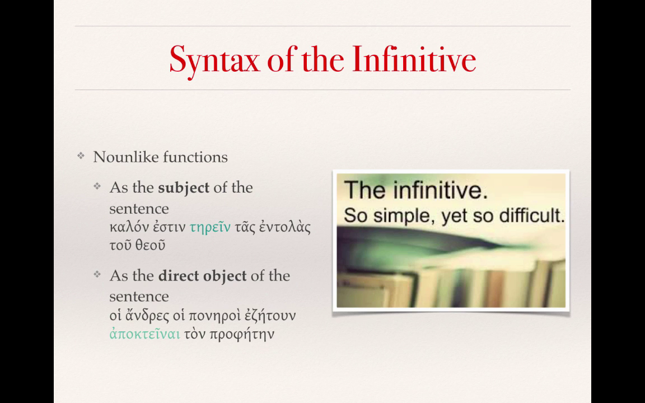But the infinitive can also be used as the direct object of the sentence. So, hoi andres, hoi poneroi, ezetoun apokteinai ton propheten. And we will translate this as, the evil men were seeking to kill the prophet. Here, if we asked, what were the evil men seeking? What is the direct object we are asking? Apokteinai ton propheten would be the answer. What are they seeking? To kill the prophet.